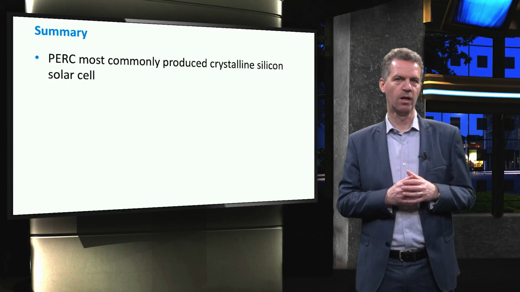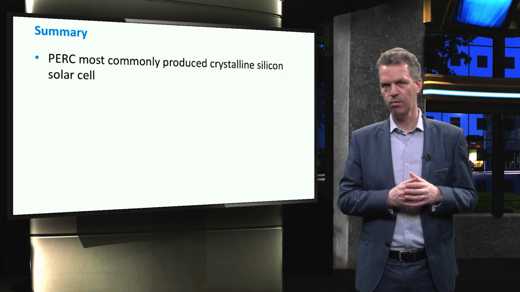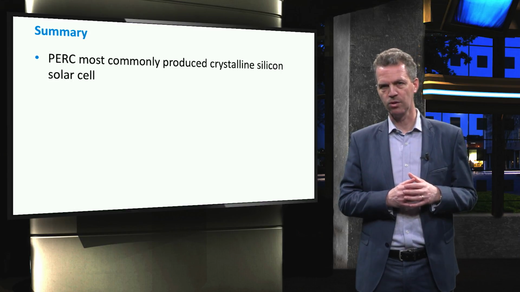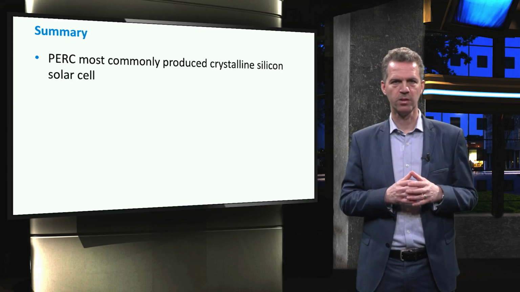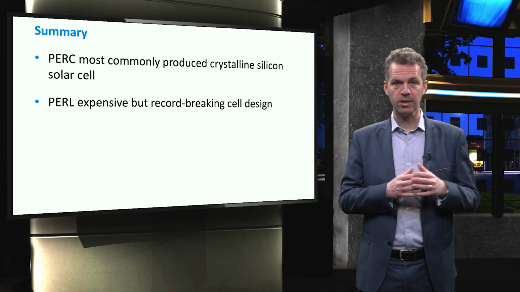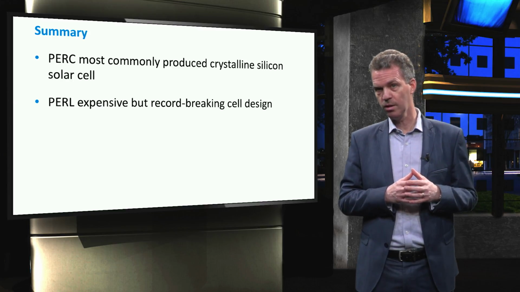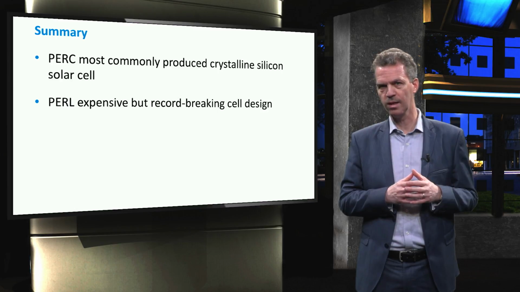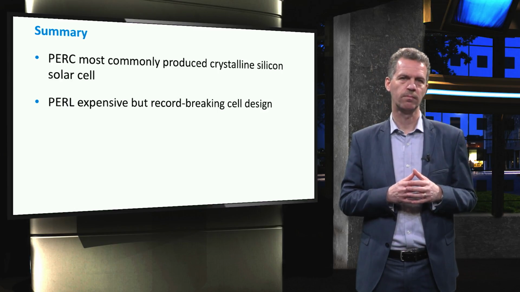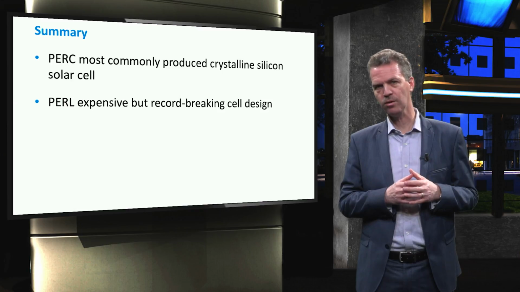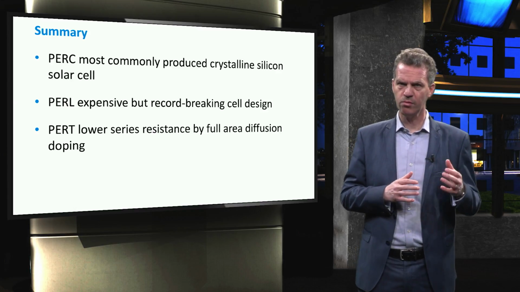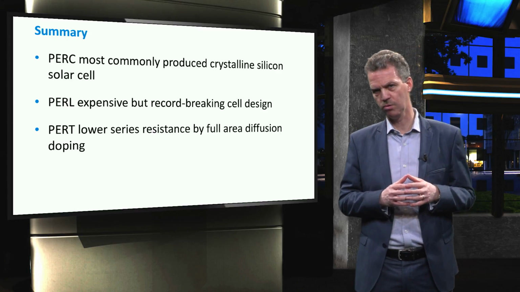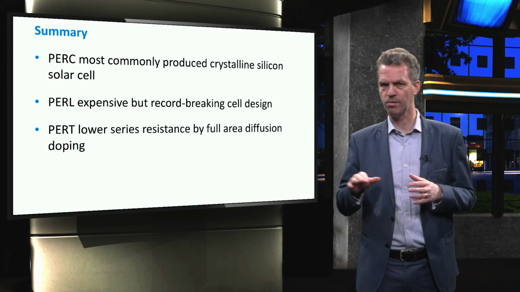To conclude this video, the PERC technology improved the passivation at the backside of the solar cell and is now the most produced solar cell on multicrystalline silicon. We have seen that derived from the PERC design, the PEARL was developed using relatively expensive production methods. This resulted in a record efficiency of 25% in the late 1990s. Finally, the PERT solar cell improves the current transport and lowers the series resistance by total diffusion of the back surface.